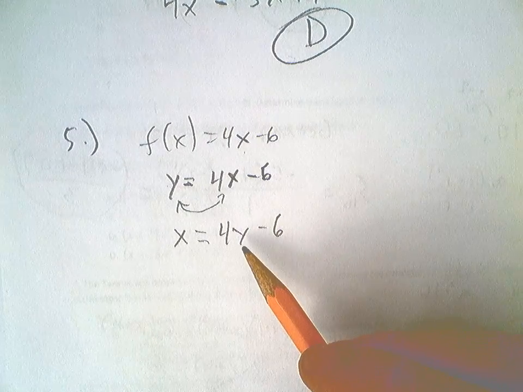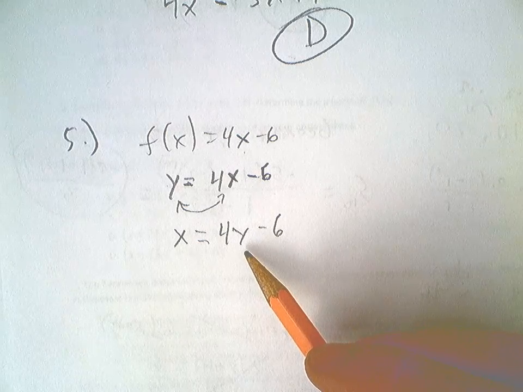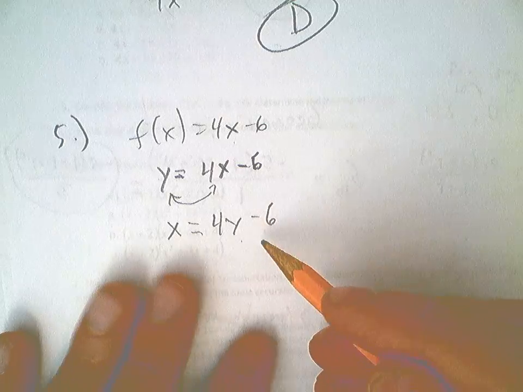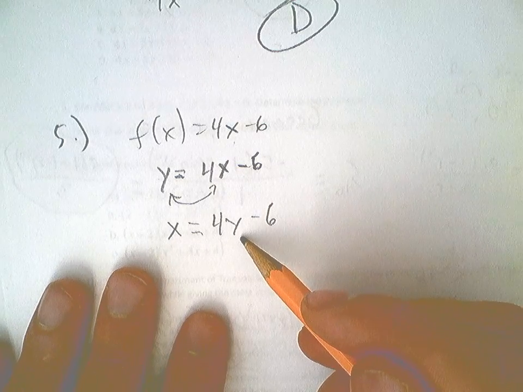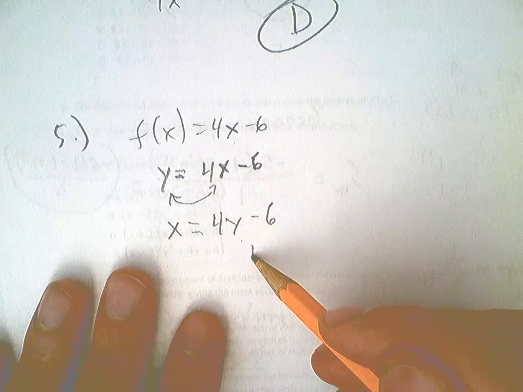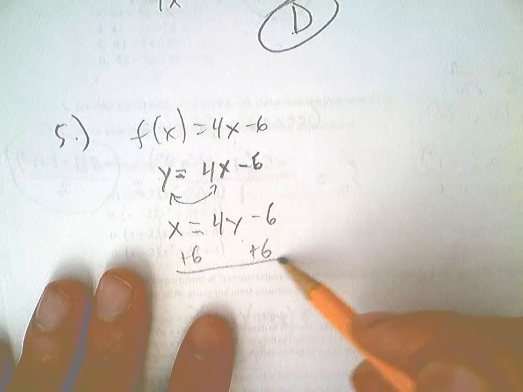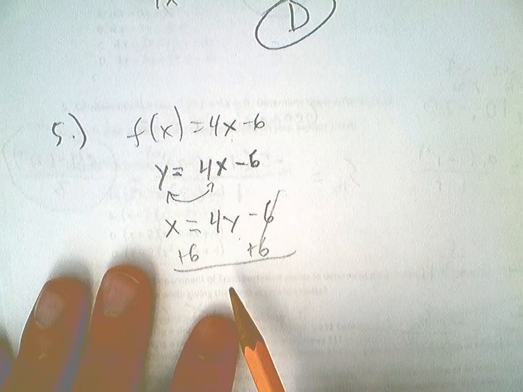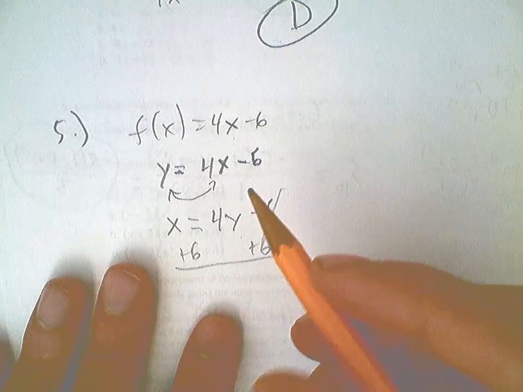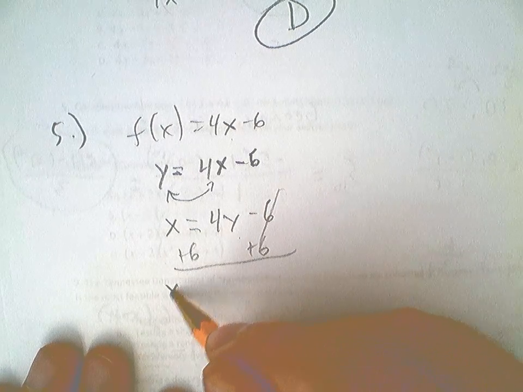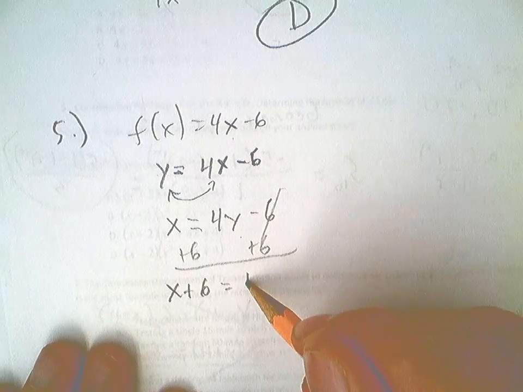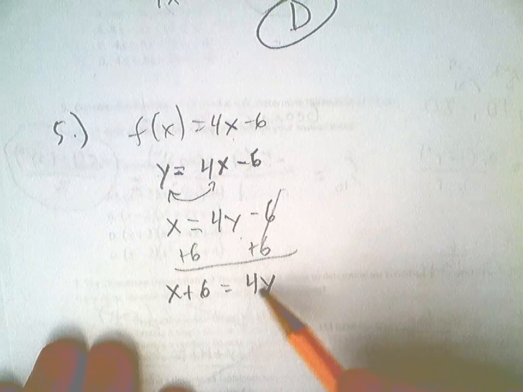And then we're going to solve for y. So that means we got to get y by itself. So the first thing we're going to do is add 6 to both sides. X plus 6 is not 6x, not even close. X plus 6 is just x plus 6. These are not like terms. You're juniors, you should know that by now. X plus 6 equals 4y.